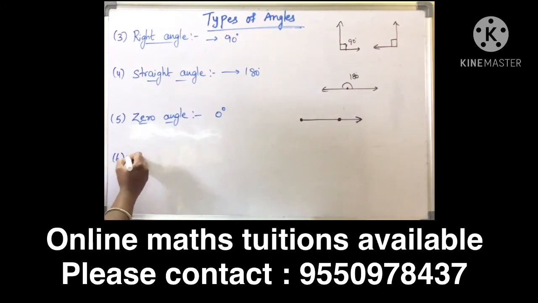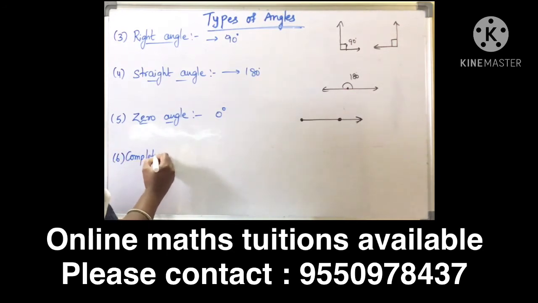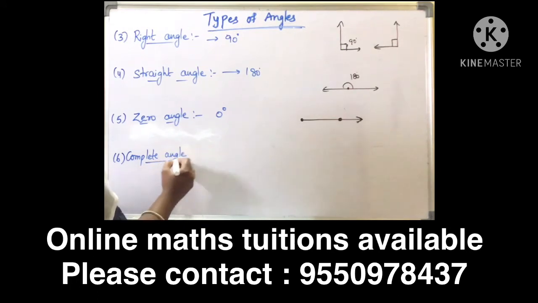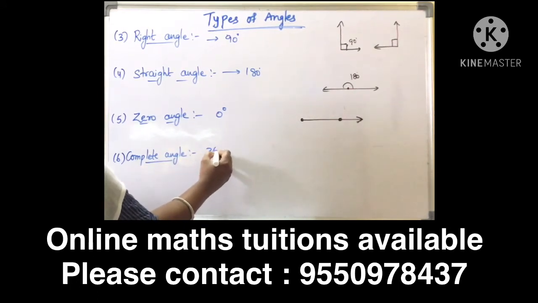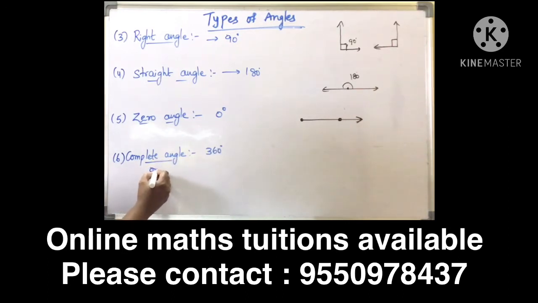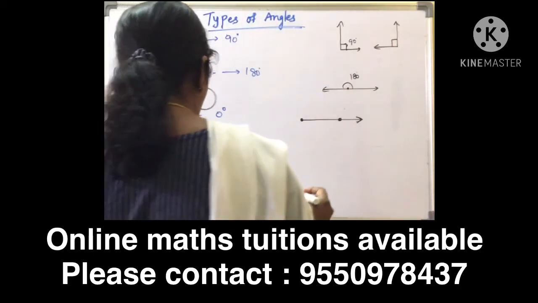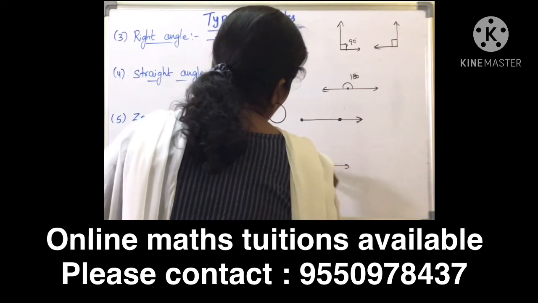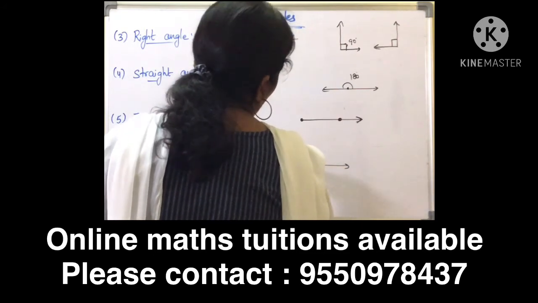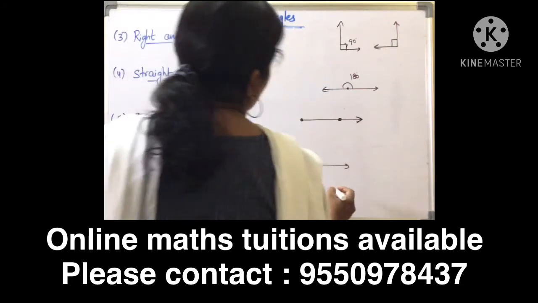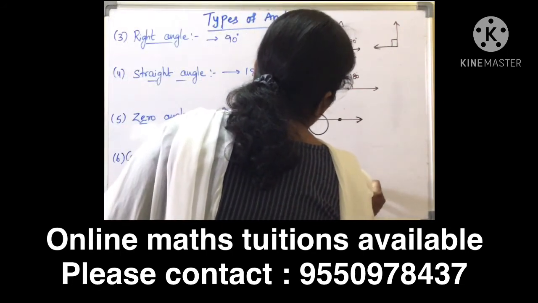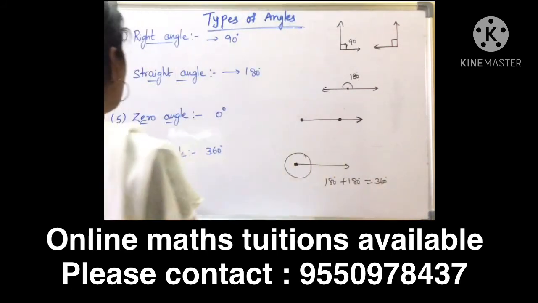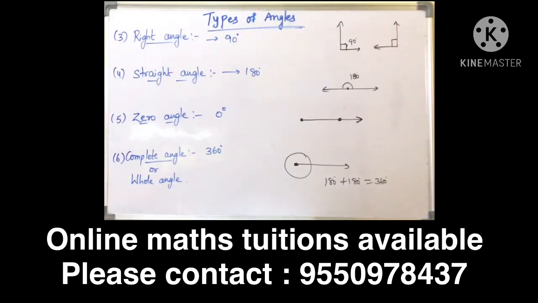Next one is complete angle. An angle whose measure is 360 degrees, and we also call it a whole angle. The other name of this is whole angle. So an angle whose measure is 360 degrees is called a complete angle. Then what is the shape of this, children? So up 180, down 180, total 180 plus 180 gives you 360 degrees. So an angle whose measure is 360 degrees is called a complete angle.